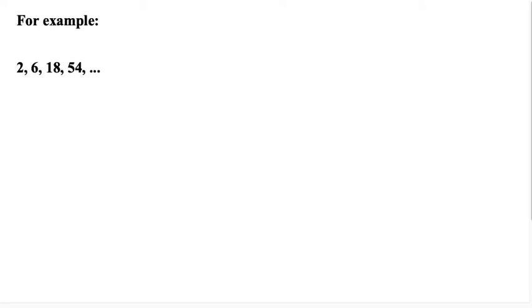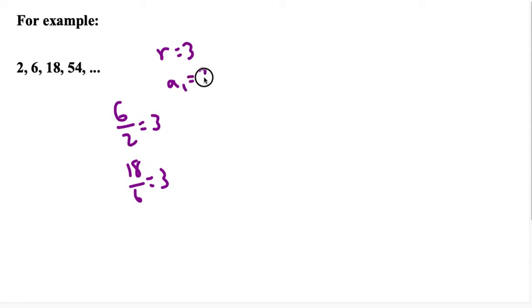So for example, if I'm looking at this, what I'd probably first do is take 6 and divide it by 2 and get 3. Then just to make sure, I'd take 18 divided by 6 and get 3. What does this mean? r is equal to 3. Then, with a lot of head scratching, I'd figure out that a sub 1 is equal to 2. This leads then, well, it's actually pretty straightforward, to an exponential equation.